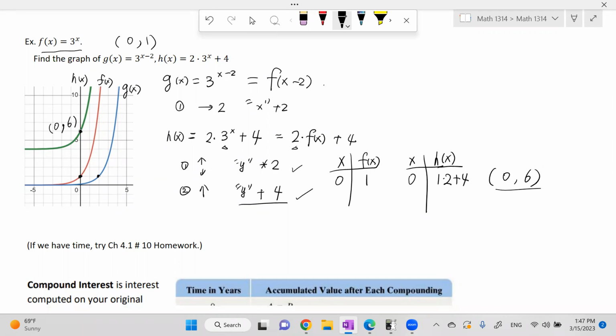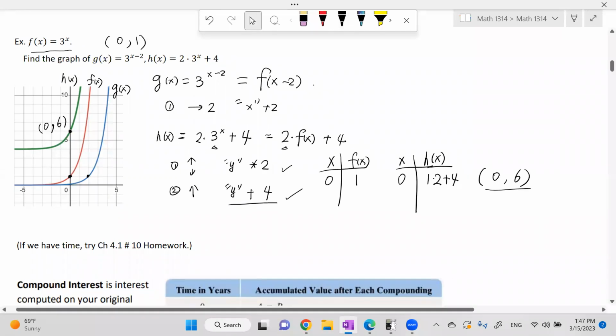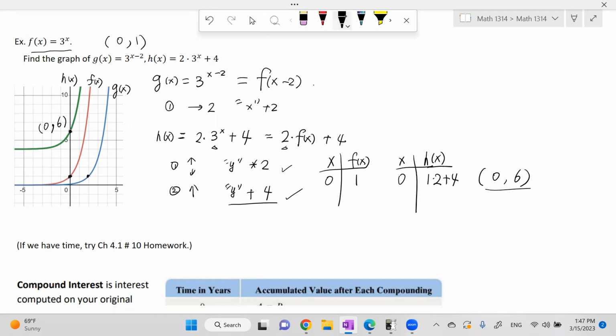So can you decide the domain, range, and horizontal asymptotes? Let's go back to see the g function. For the g function, we do the transformation, that's a horizontal shifting to the right 2 units. Will we change the domain? No, because you see the blue curve, the domain is all real numbers, negative infinity to infinity. Even if we shifted to the right, the domain didn't change. That's negative infinity to infinity.